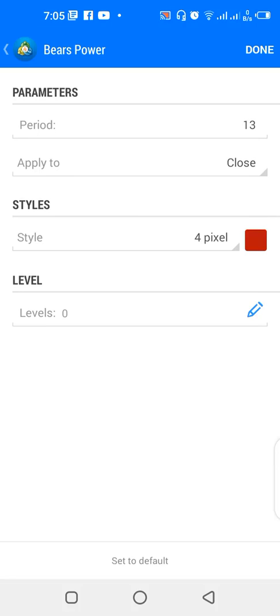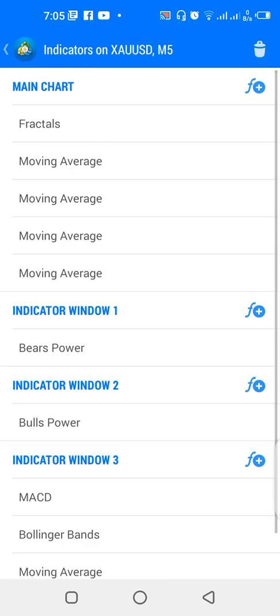If the Bear's Power bars develop above the 0 level, that's a prominent development, not a small, minute development, but a strong development above the 0 level, then that's the time to buy. That's your buy signal. Now that's for indicator window 1.